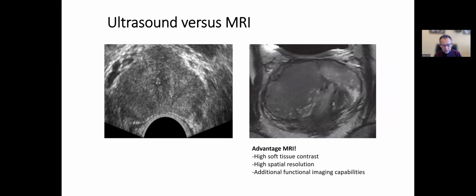So due to this need, MRI has clearly evolved because of its high soft tissue contrast, high spatial resolution, and at the same time additional functional imaging capabilities. It provides a much superior resolution to identify the targets for prostate biopsies. It can define the staging characteristics of the prostate cancer in comparison to standard ultrasound-guided biopsy techniques.